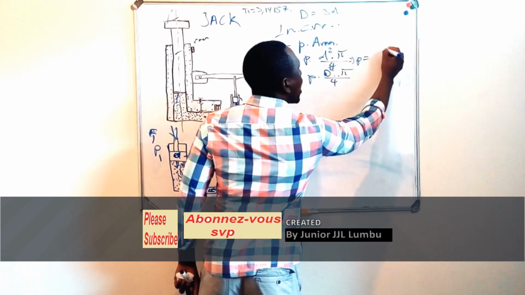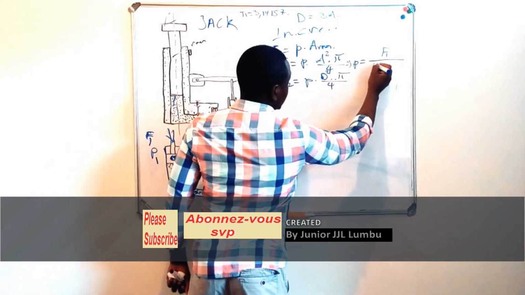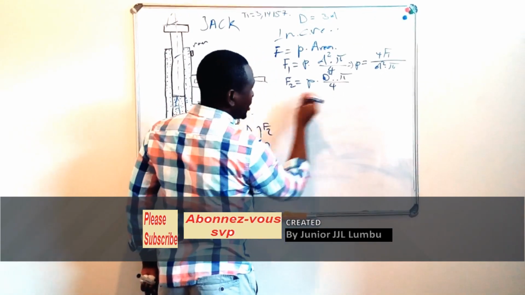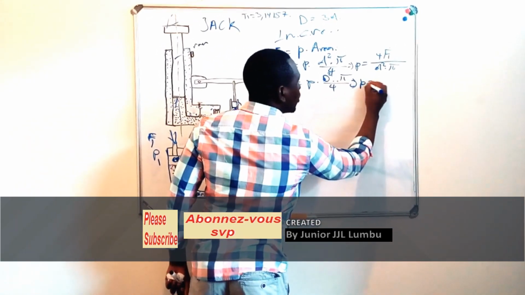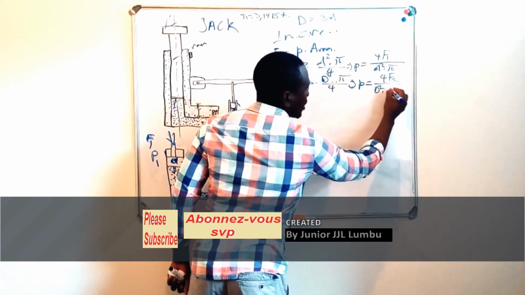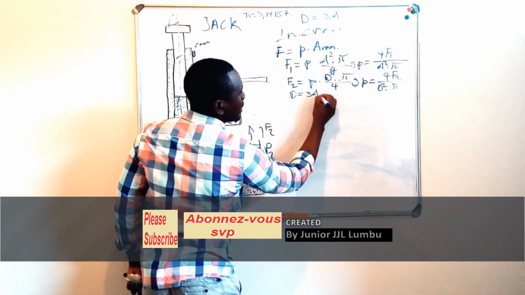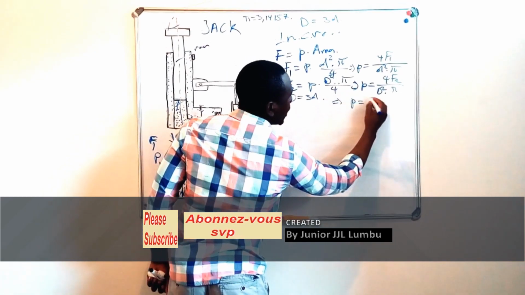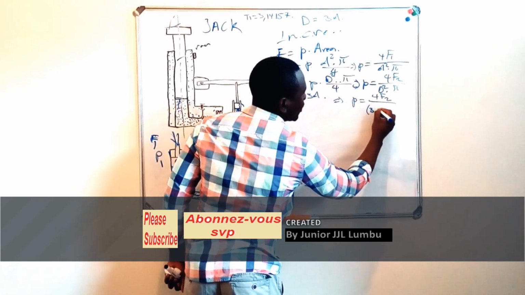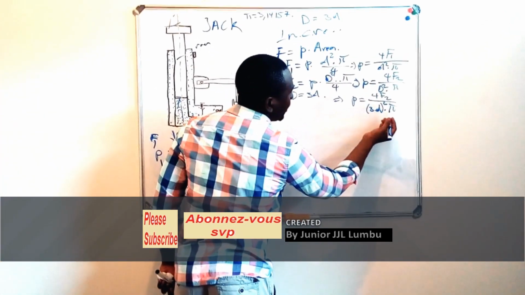So if I had to get the pressure here, the pressure will be equal to force one times four over d squared times pi, and then on this side P will be equal to the same thing, force two over big D squared times pi. But here we know that big D equals 3d, which means pressure here equals 4 over 3 squared, times pi. That will be 9.